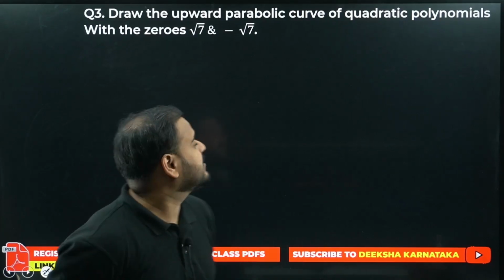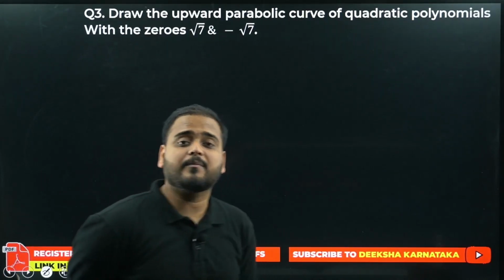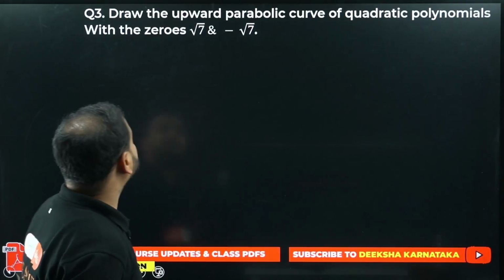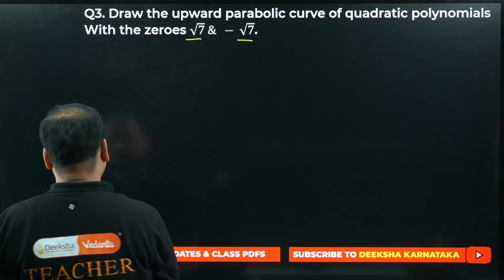All right, so what is it? Draw the upward parabolic curve. They have already given it. Upward means you have to take the U shape, of the quadratic polynomial with the given zeros. They have given the zeros also: root 7 and minus root 7. Simple question.